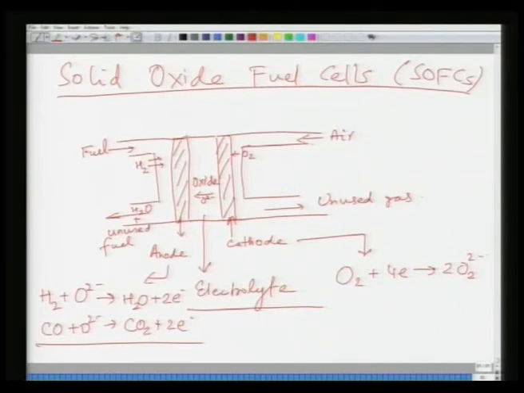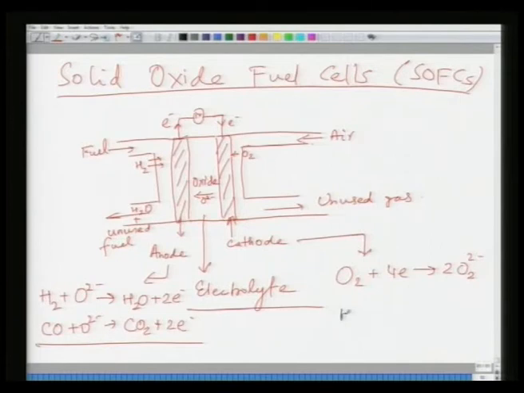Now you can see this is an electrical circuit. You have creation of electrons at the anode side, and electrons go like this, and electrons are consumed on the cathode side when they react with oxygen to give rise to oxygen ions, which are then transported through the electrolyte towards the anode to complete the whole circuit. So, this is the circuit diagram, and you can now write the overall reaction.